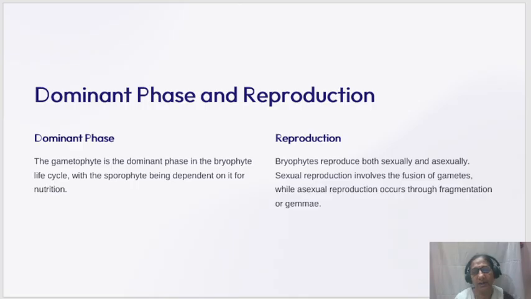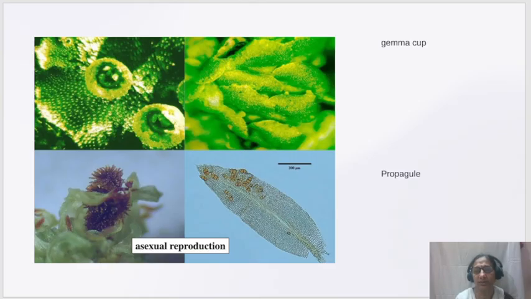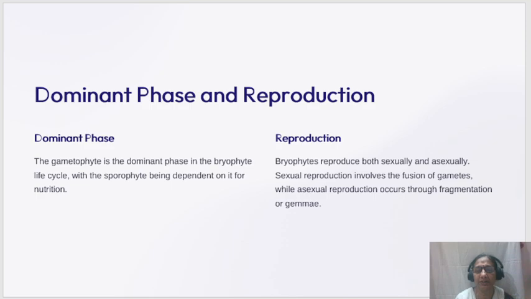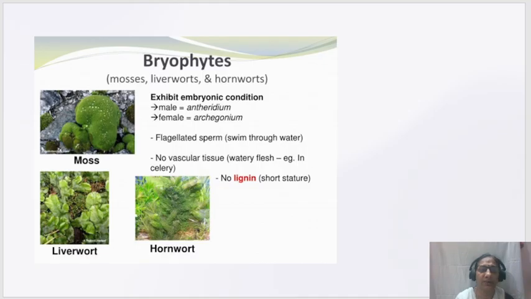Regarding reproduction, these bryophytes reproduce both sexually and asexually. Asexual reproduction takes place by gemma formation, gemma cup formation, propagule formation, and by fragmentation. Sexual reproduction is oogamous, where the fusion of the gametes takes place and develops into a zygote, which develops into the sporophytic plant body, which is dependent on the gametophyte. So these are the embryonic conditions.